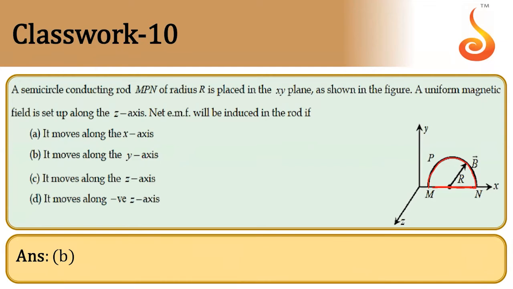Now we have the magnetic field along the positive Z-axis. So if you move the wire only along the y-axis or negative y-axis, there will be induced EMF. Okay, so only along the y-axis. When velocity, magnetic field, and the length are perpendicular to each other, then the induced EMF will be maximum. So it is along the y-axis.